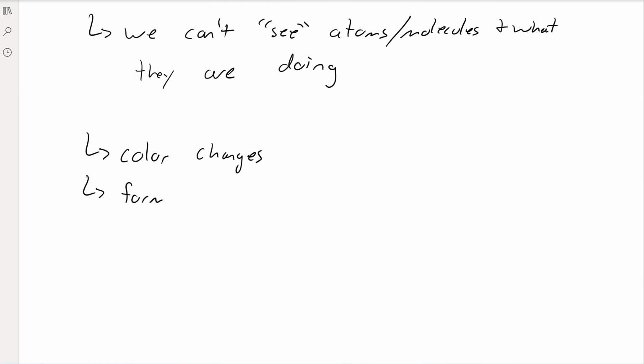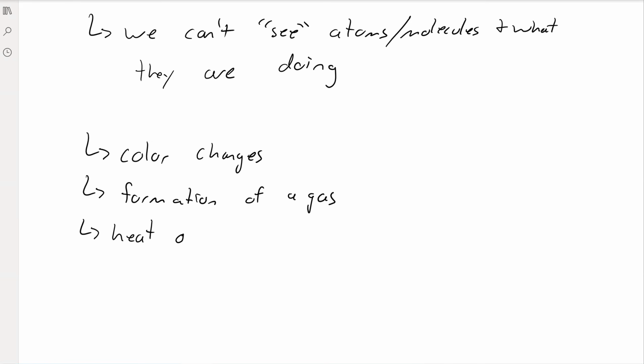The formation of a gas. Many chemical reactions form gases. However, just because you have a gas doesn't mean that a chemical reaction is occurring. For example, when you boil water, that just goes from liquid water to steam, gaseous water. That's not a chemical reaction. That's just a physical change.